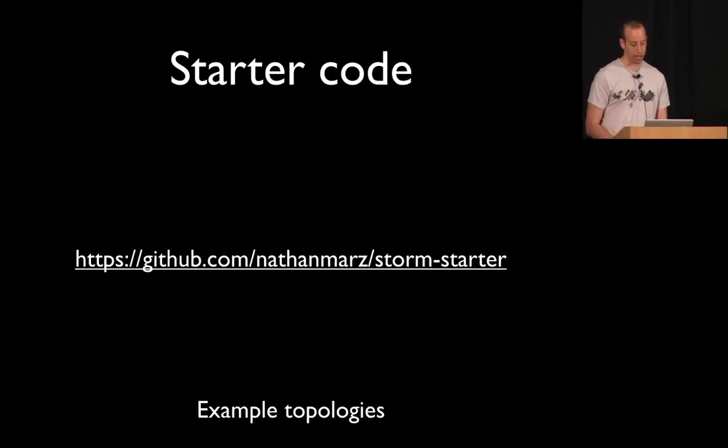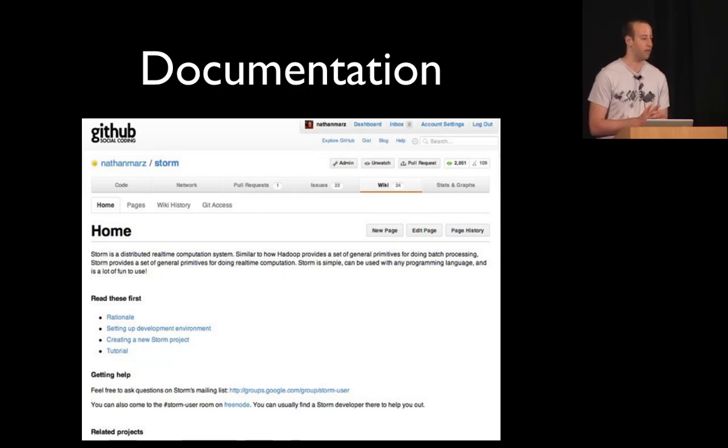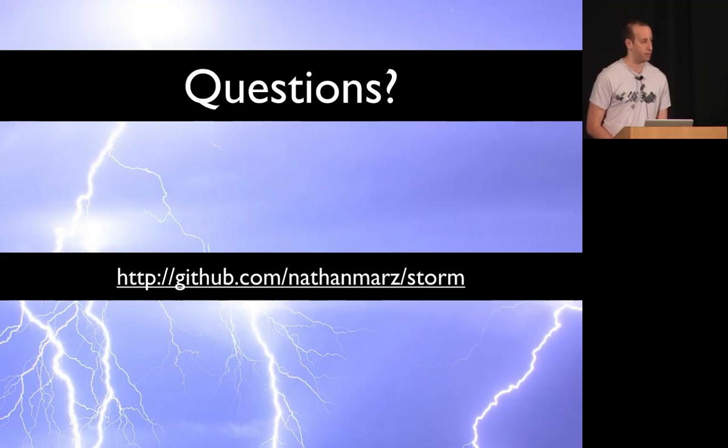Finally, the Storm Starter project has a bunch of example topologies for just getting up and running very quickly. Also, Storm has a lot of documentation, so check out the wiki. I think there's over 20,000 words of documentation now. I've gotten good feedback on it. I think it really helps people get started.